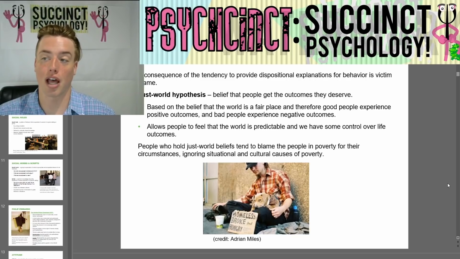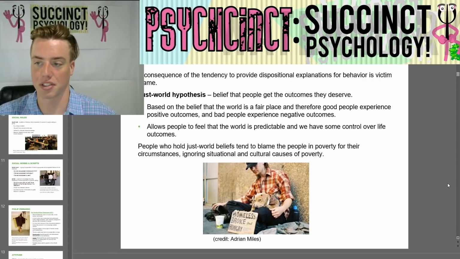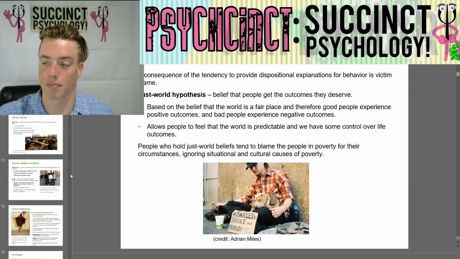The just world hypothesis, and a consequence of the tendency to provide dispositional explanations for behavior is victim blame. Just world hypothesis, belief that people get the outcomes they deserve. It's based on the belief that the world is a fair place, and therefore good people experience positive outcomes and bad people experience negative outcomes. It allows people to feel that the world is predictable and we have some control over life outcomes. People who hold just world beliefs tend to blame people in poverty for their circumstances, ignoring situational and cultural causes of poverty.